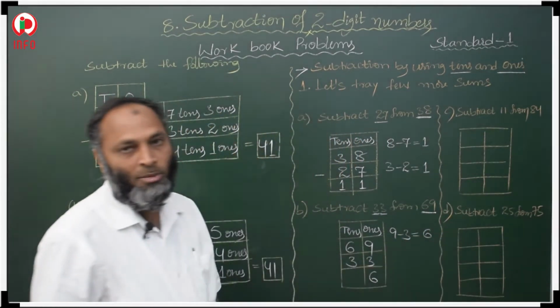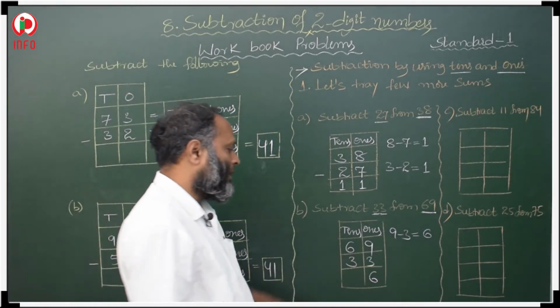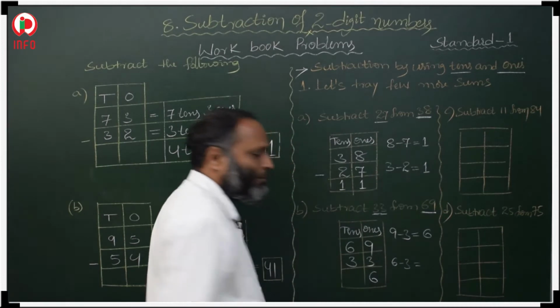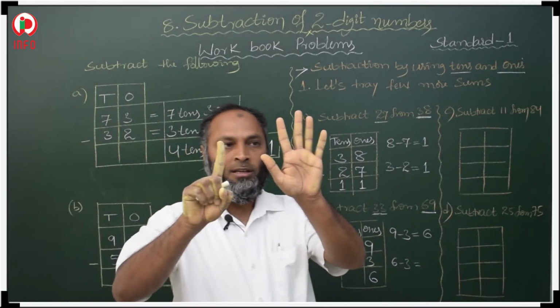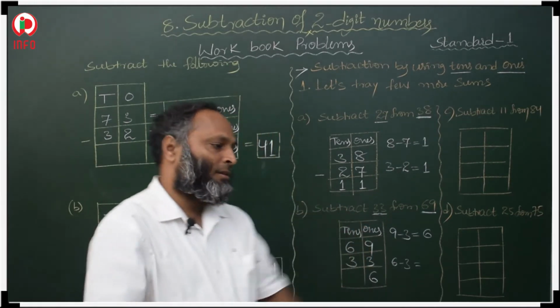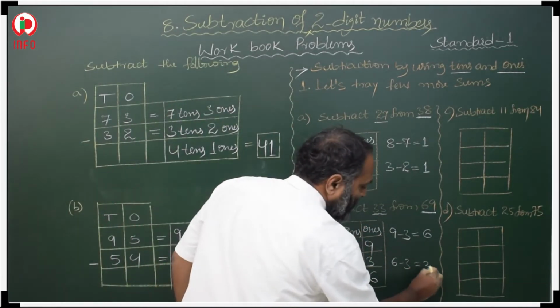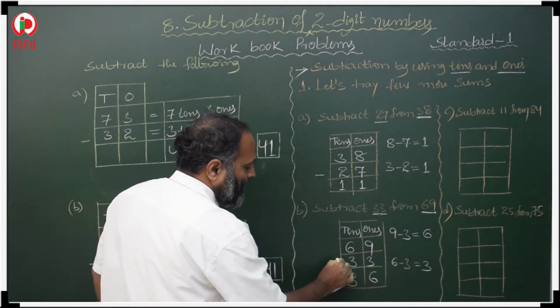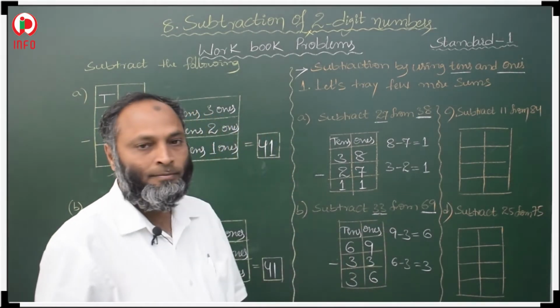If you subtract ones, the difference is 6. That we have to keep in ones place. Now tens. 6 minus 3. 6 minus 3 means open 6 fingers and after that close 3 fingers. Then 3 fingers left. That means the difference of tens is 3. This is our difference. Okay.